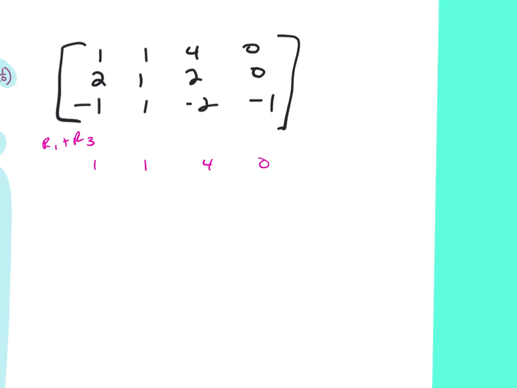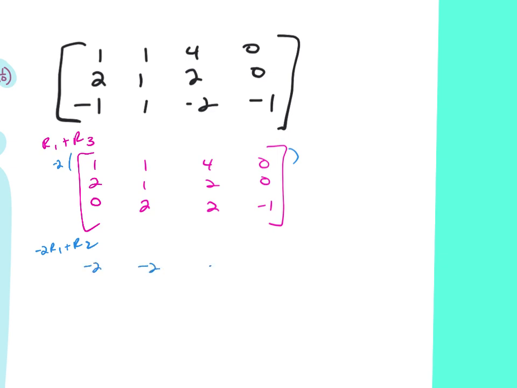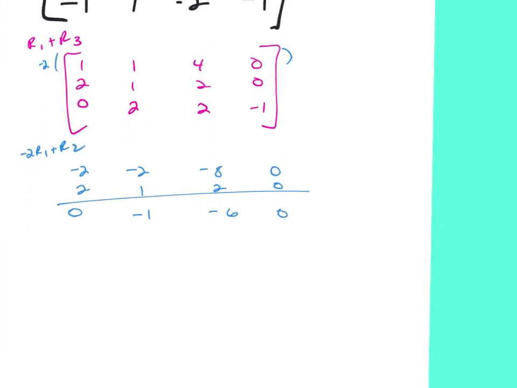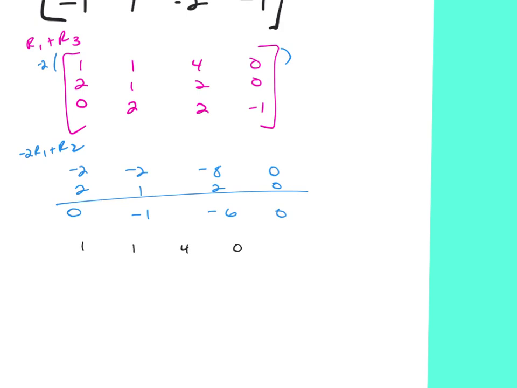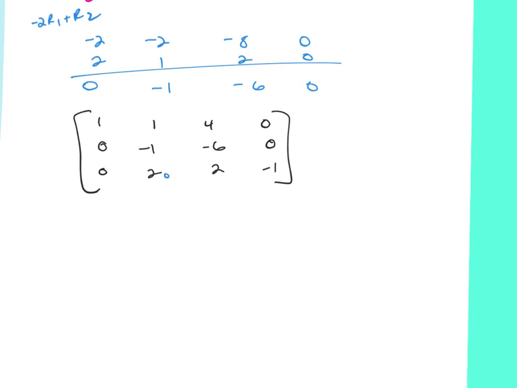So 1, 1, 4, 0, 2, 1, 2, 0, 0, 2, 2, -1. Then what? So now you did -2 R1. Yep. Okay, then 2R2 plus R3. I did -2 R1 plus R3. Ah, that's where you lost it.